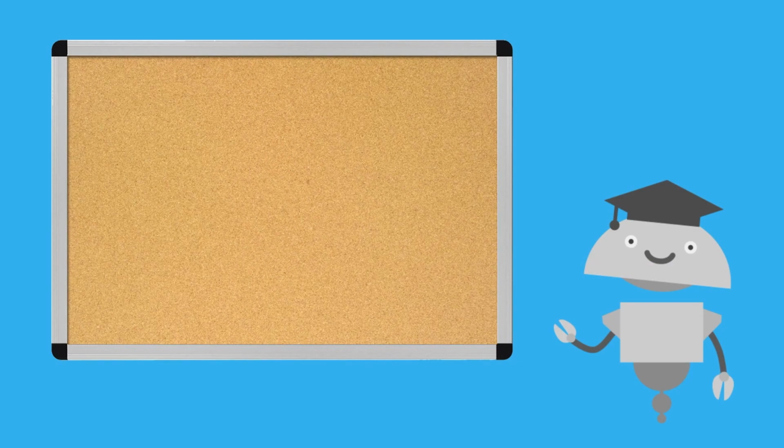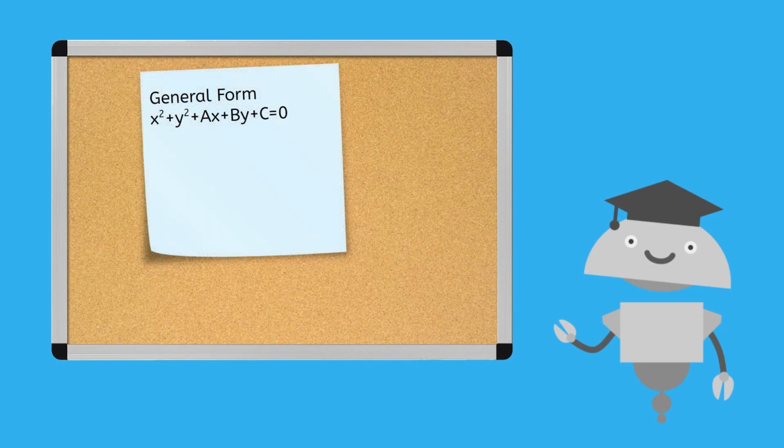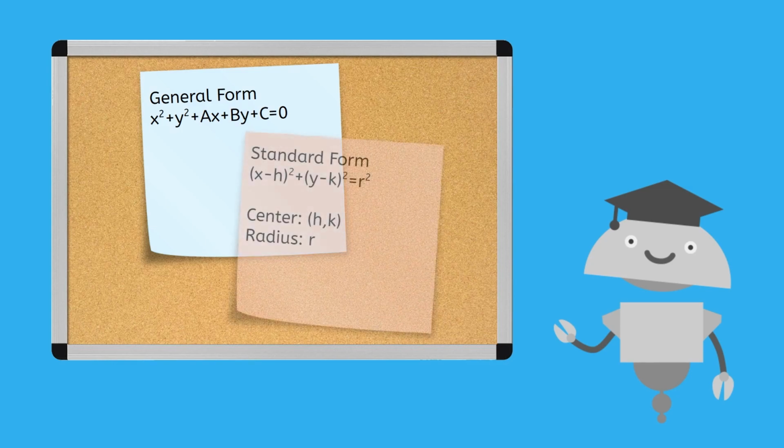That's it for this lesson. Remember that general form doesn't show us the center and radius. So if you're given general form, be sure to switch it over to standard form so that you can identify them. See you next time.